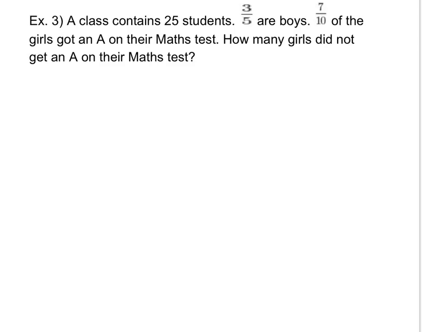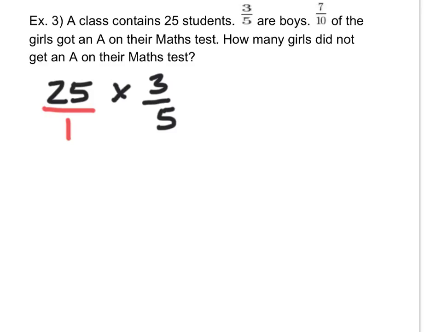So 25 students, 3/5 of them are boys. So it's 25 times 3/5. And we should remember the rule. When it's a whole number times a fraction, we turn the whole number into a fraction, 25/1. Do top times top, bottom times bottom.